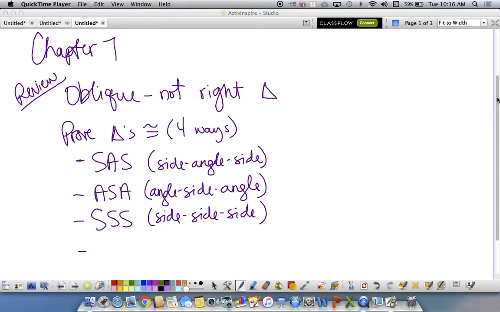The last one, maybe you remember it. Oh, yeah, somebody got it. Or they read ahead. It's angle, angle, side. That means if 2 angles of a triangle are congruent to 2 angles of another triangle and a non-included side is congruent, then you can prove those 2 triangles are congruent.